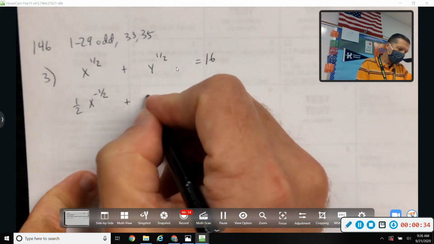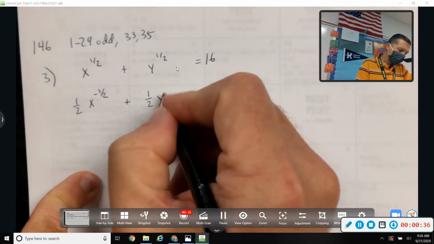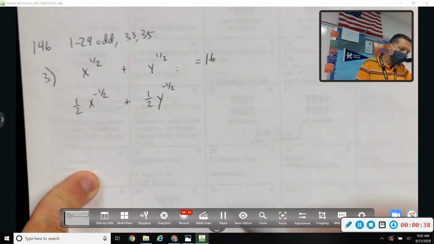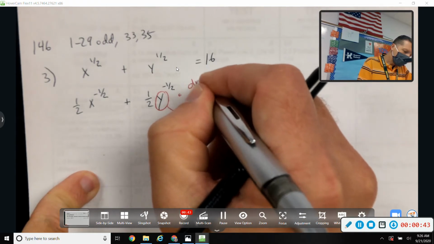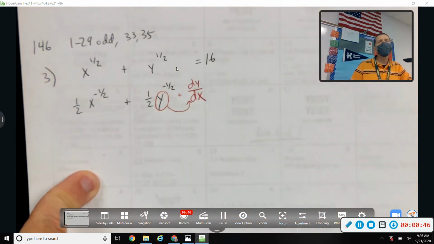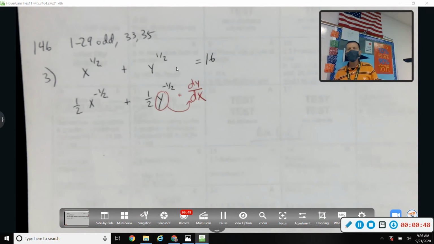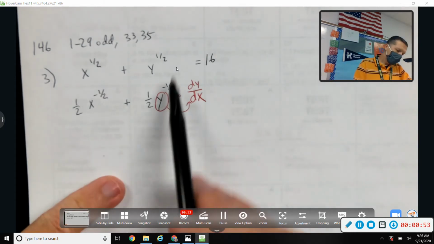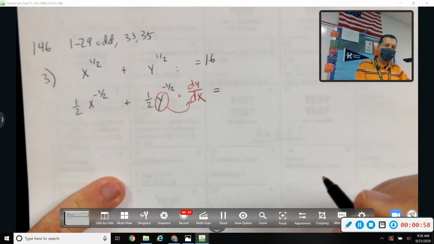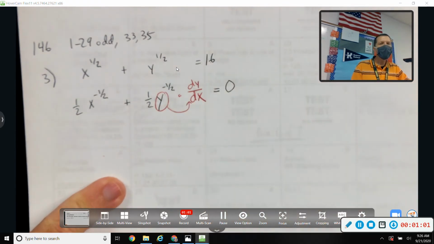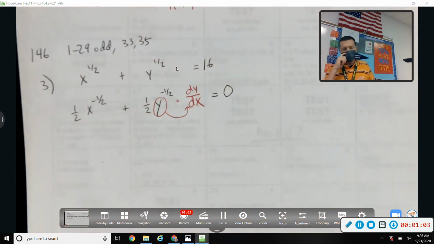Kind of the same thing for y to the 1/2. 1/2 y to the negative 1/2. But anytime you're taking a derivative that involves y, you've got to chain rule that onto dy dx. So that was the big thing from Friday. Whenever y shows up and you're taking a derivative, use the same rules, but don't forget to chain rule it to dy dx. And then derivative of 16 is 0. The calculus part of this problem is over, but we don't have dy dx by itself yet.